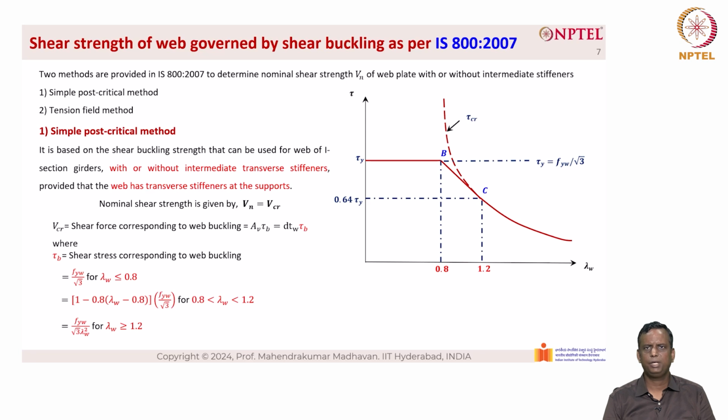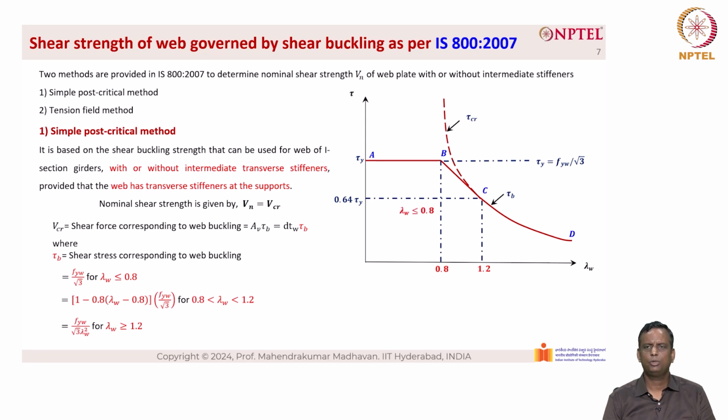To the left of B is basically the 100% yielding or the plastic zone, and so you have AB, which completely fails by shear yielding. B to C it fails by inelastic buckling, and C to D it fails by elastic buckling.